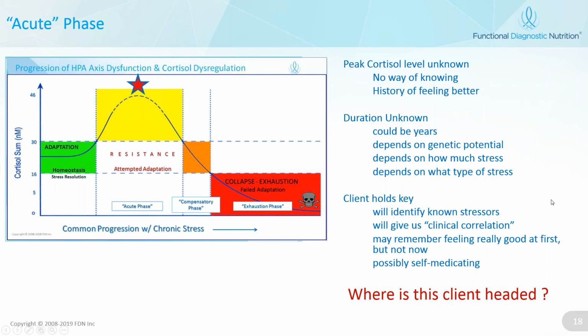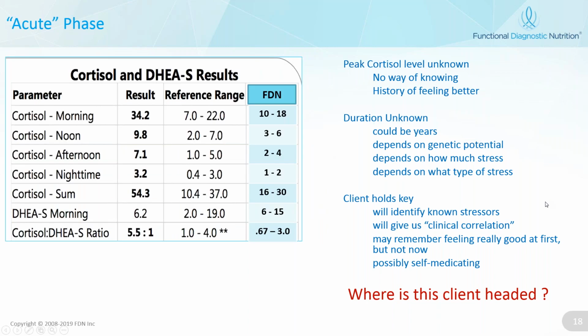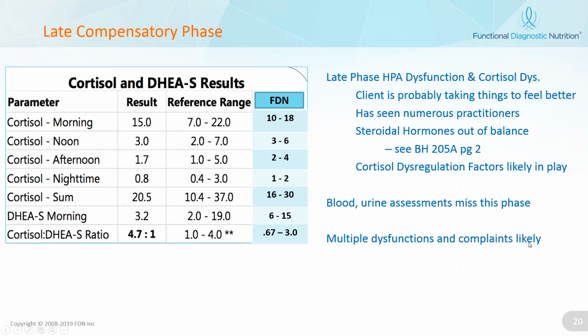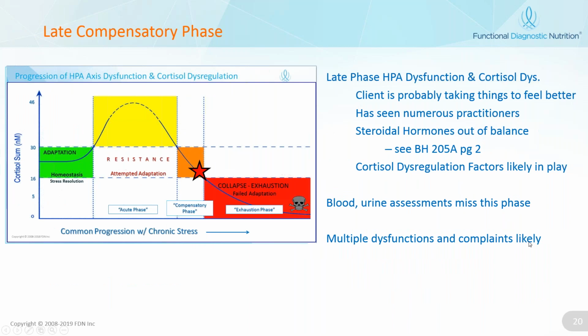So the client holds the key, and they'll tell us, and where do you think this person is headed? Well, they might be headed to somewhere like this. What's happening is there are different graphics on the same slide, and it's going through them all. So here's another one with a cortisol sum of 20, and I'm just going to show you where that landed. So this is what I would call compensatory, but kind of late.